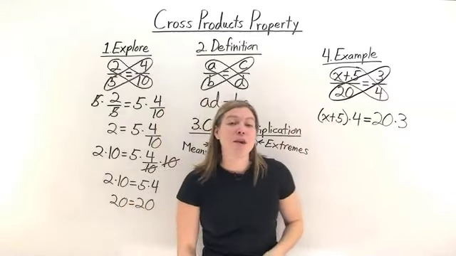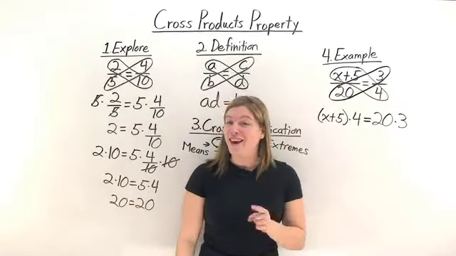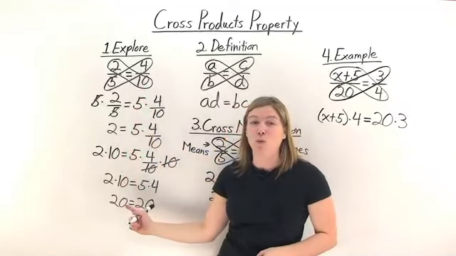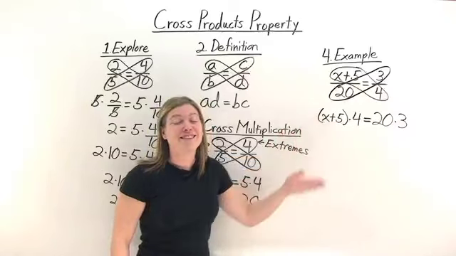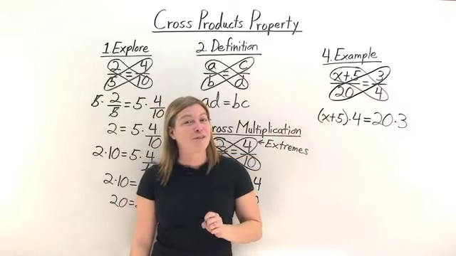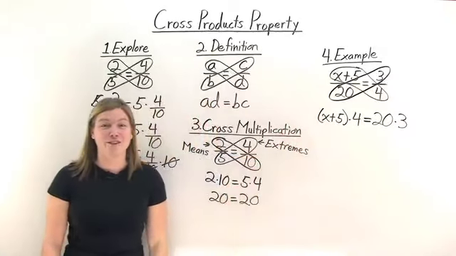And we did all that because of the cross products property. And we were able to skip all of this work getting rid of the denominators. We just did it all in one step. So the cross products property can come in real handy when you're trying to solve different proportions.